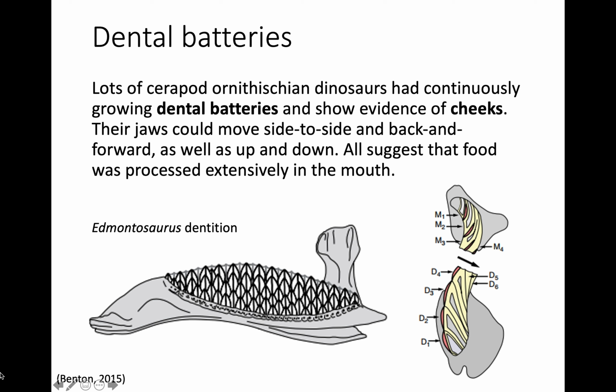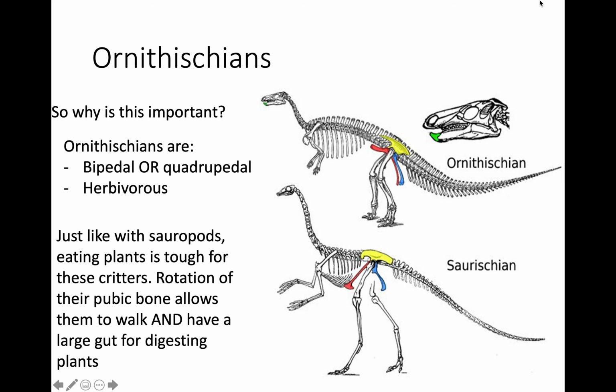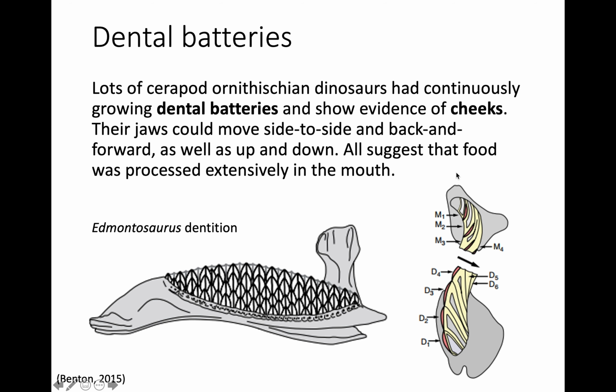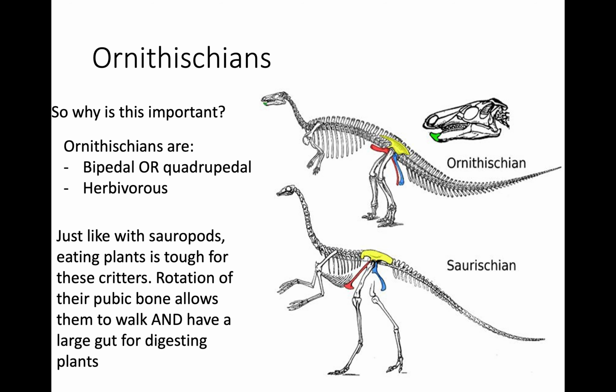So this is Edmontosaurus. This is a duck-billed dinosaur, the only dinosaur fossil ever found in Tennessee thus far. The more you know. All right. So why is that important? Why do we care about how they're chewing? And what does this have to do with the hips?